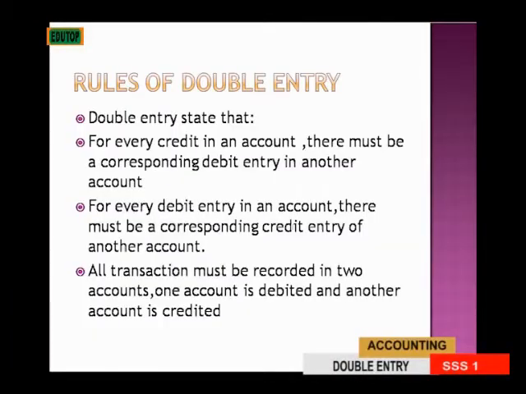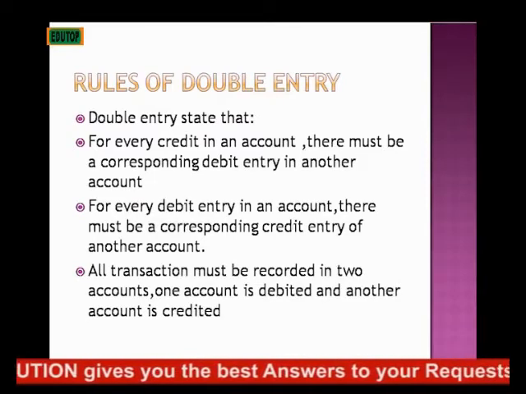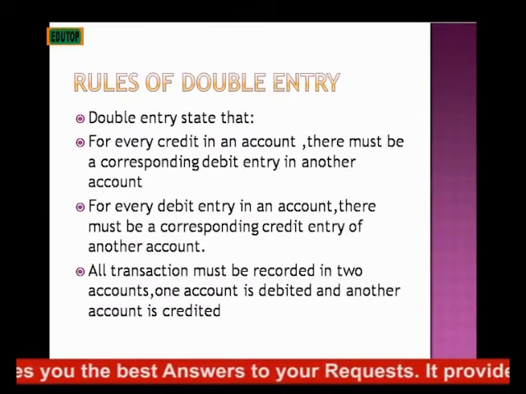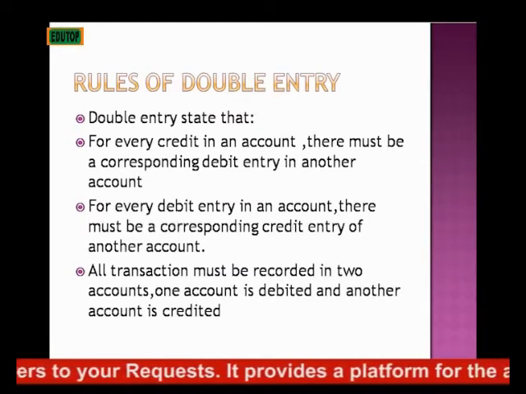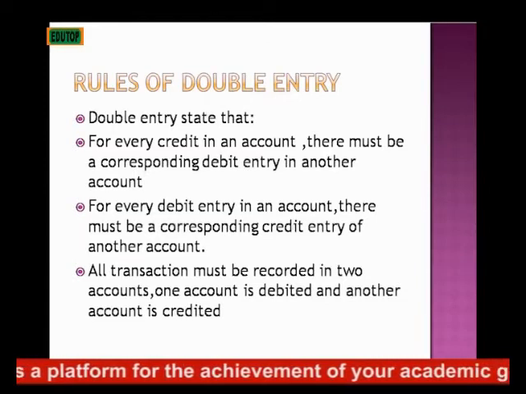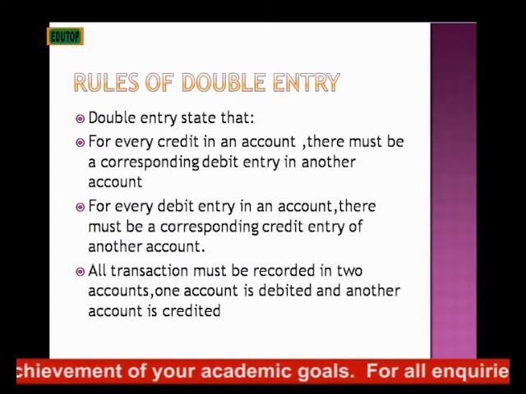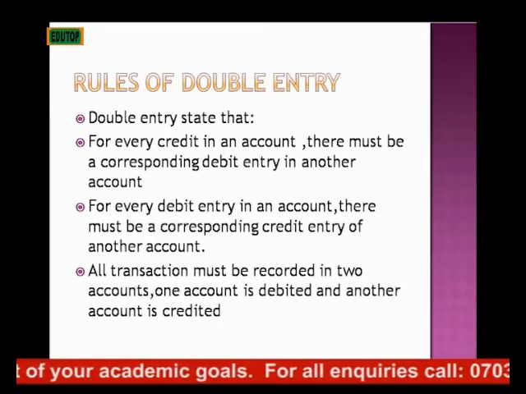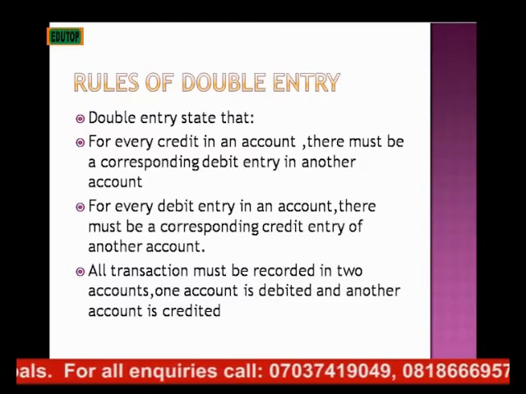Rules of double entry principles. The double entry principle states that for every credit in an account, there must be a corresponding debit entry in another account. Like I said the other time, I lay emphasis on that: every transaction, every item, maybe from a source document or any other source, must have 2 accounts. When one is credited, then the other must be debited. In doing this, you are complying with the rules of double entry.